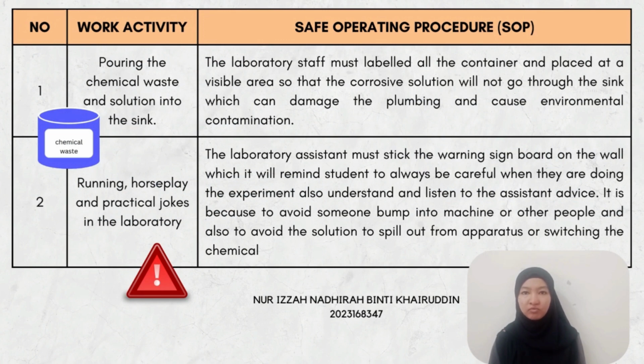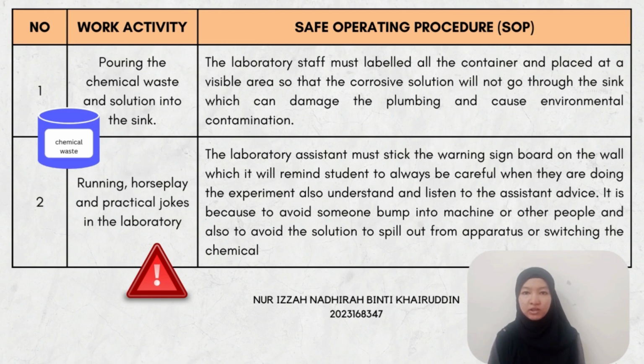For the SOP for task 1, which is pouring the chemical waste and solution into the sink, the staff must label all the containers and place them in a visible area so that the corrosive solution will not go through the sink, which can damage the plumbing and cause environmental contamination.